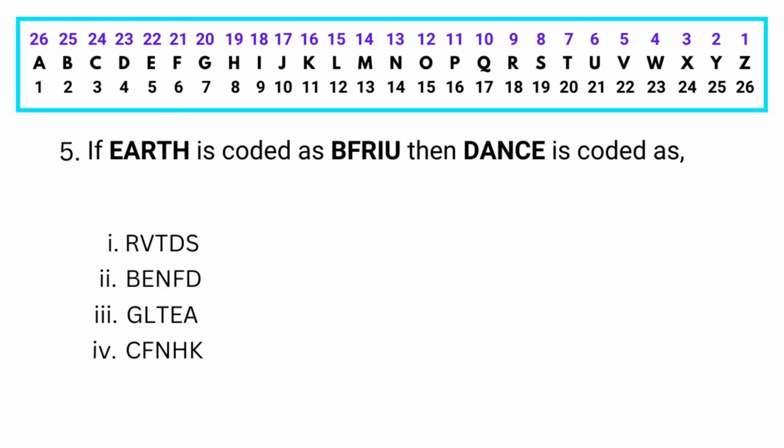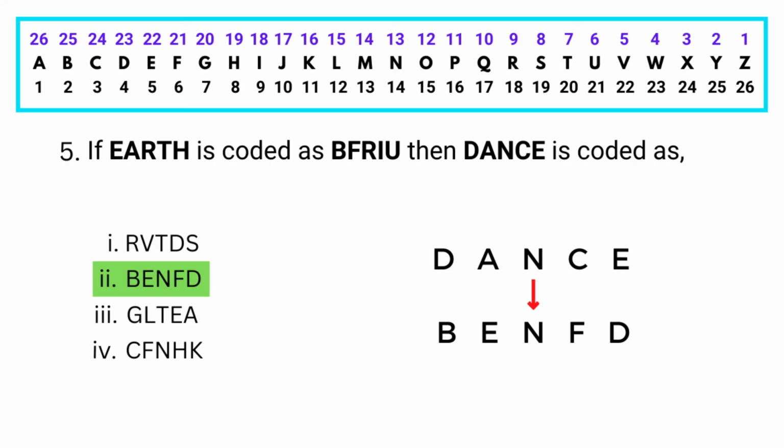Now let's take the word dance. Middle letter is same, so we can put N here, and let's follow the pattern. After D we get E. After A we get B. After C we get D. And after E we get F. So this is our answer.